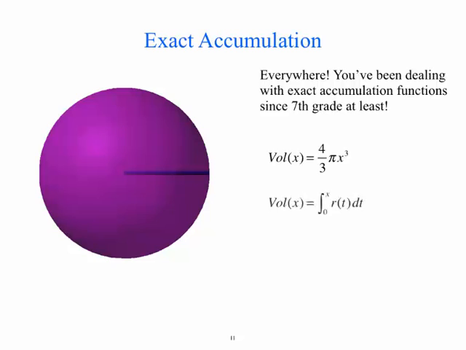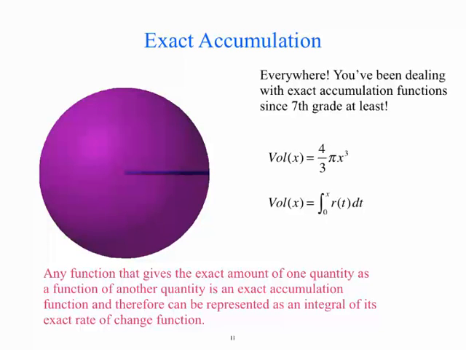volume. But we said accumulation functions could also be thought of this way: any given volume is a sum total of lots of changes in volume. So any function that gives an exact amount of one quantity as a function of another is an exact accumulation function, and therefore it can be represented as an integral of its exact rate of change function.